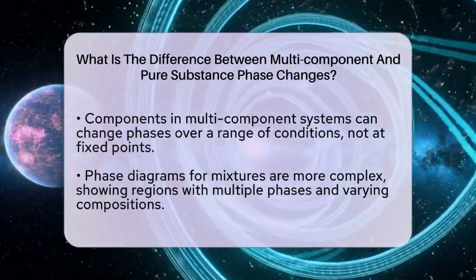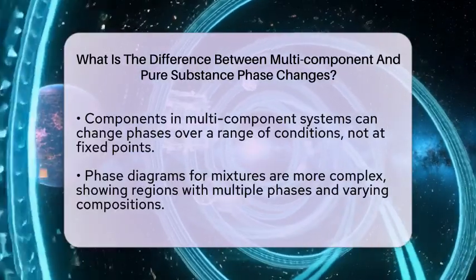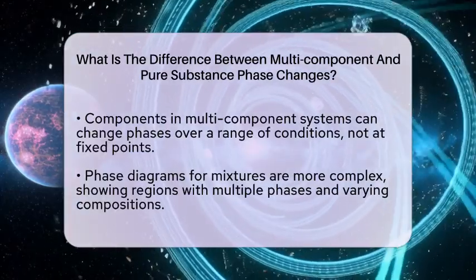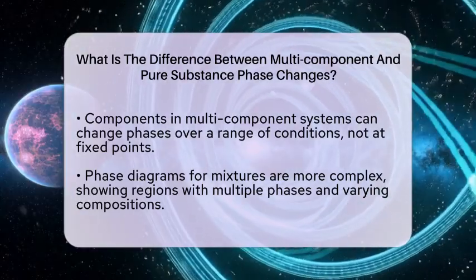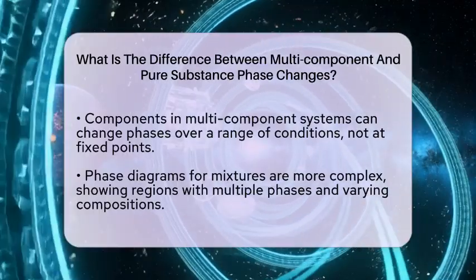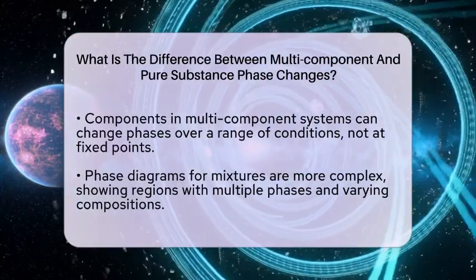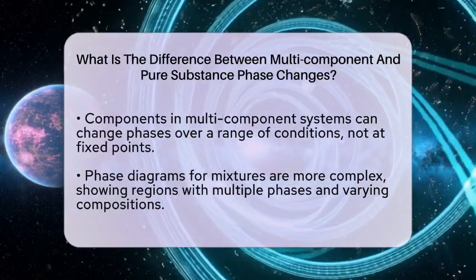It tells us that in multi-component systems, the number of variables we can change increases, making the phase changes less straightforward. In practical engineering, knowing the difference is vital. When designing cooling systems, fuel mixtures, or metal alloys, engineers need to understand how each component behaves during phase changes.